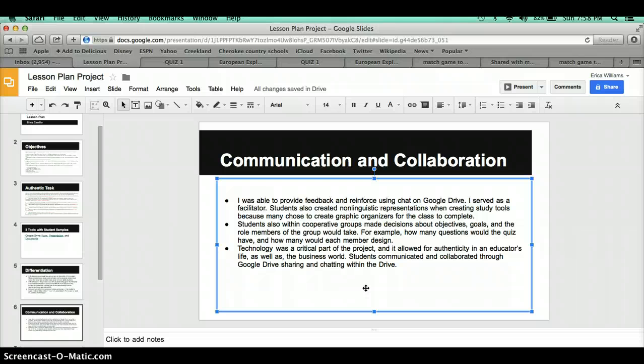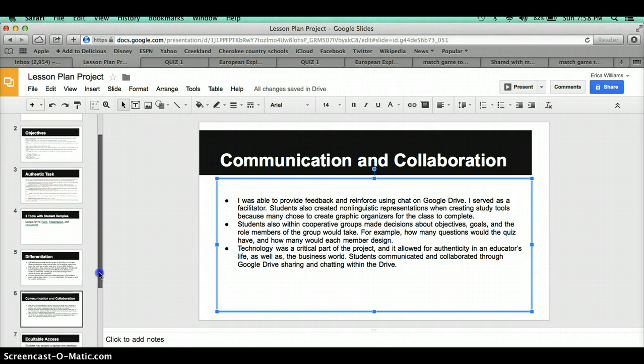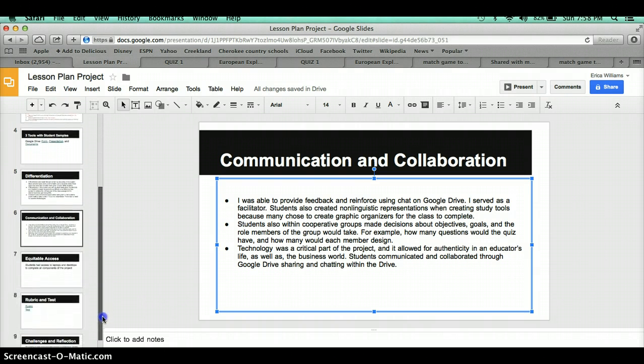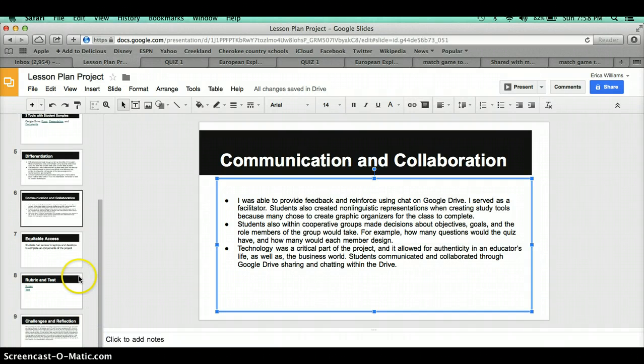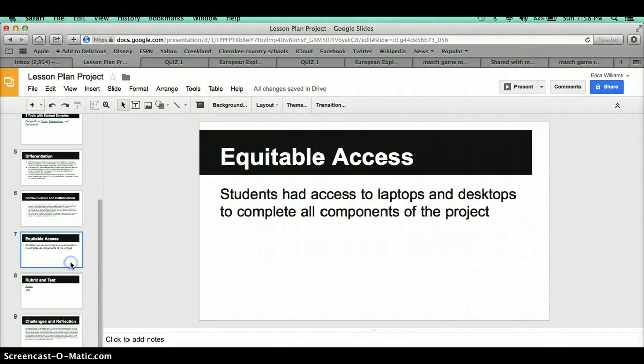Students worked in cooperative groups, making decisions about objectives, goals, and the roles members of the group would take. For example, how many questions would the quiz have and how many would each member design? All the products had to incorporate everybody. Technology was a critical part of the project, and it allowed for authenticity in an educator's life as well as the business world. Students communicated and collaborated through Google Drive, sharing and chatting within the drive. Equitable access: students had access to laptops and desktops to complete all components of the project.